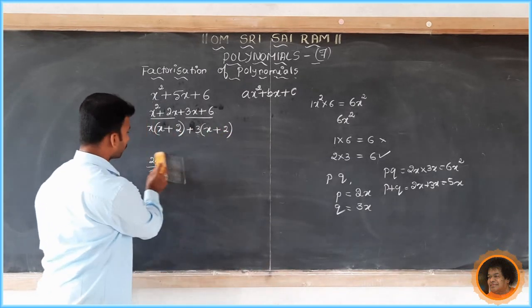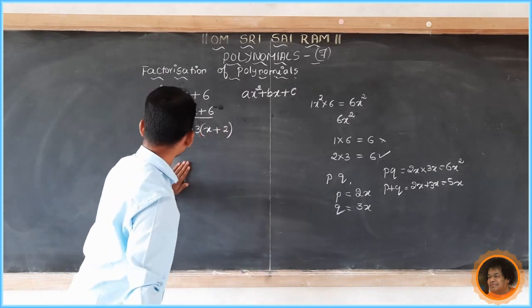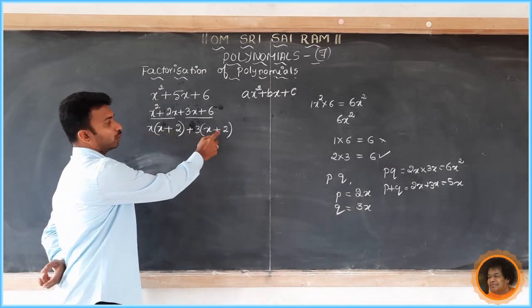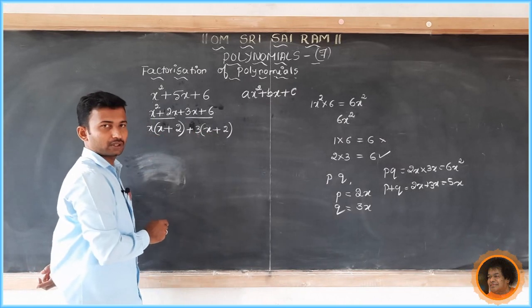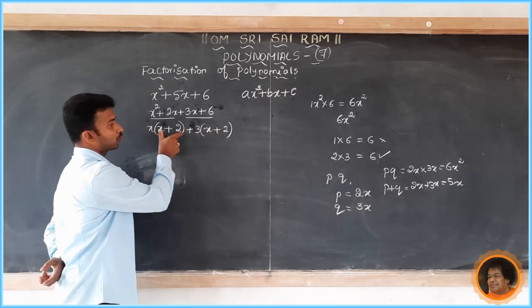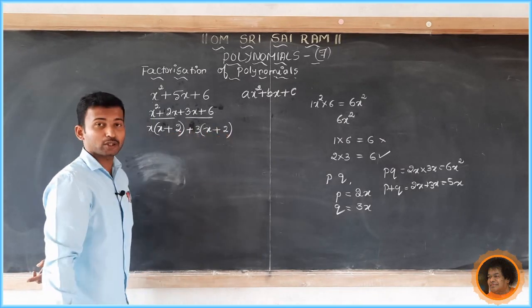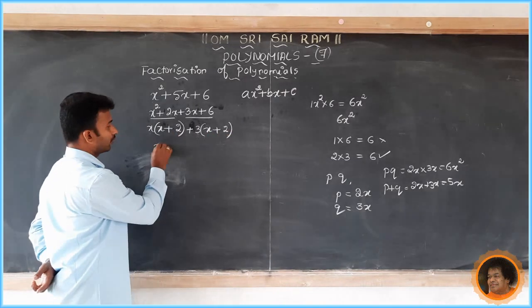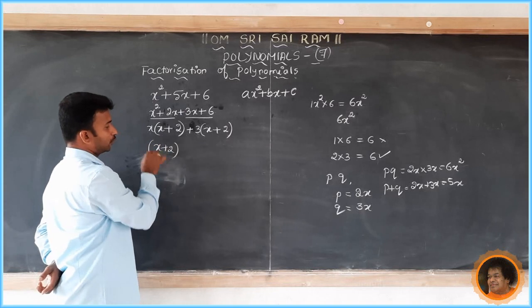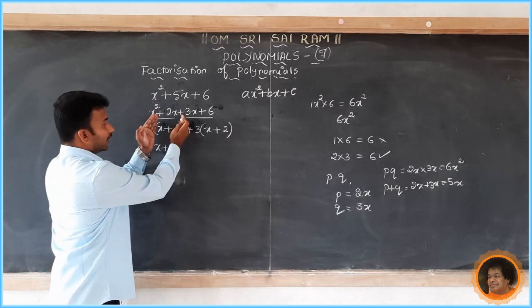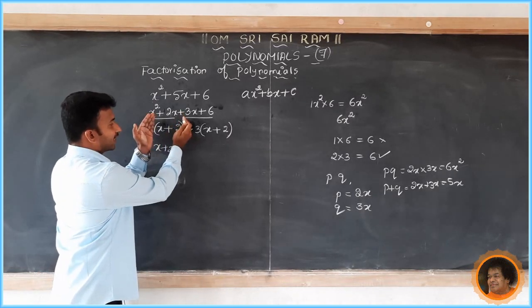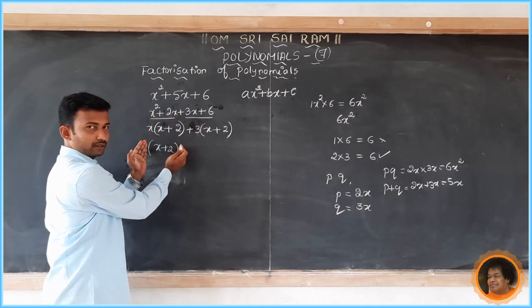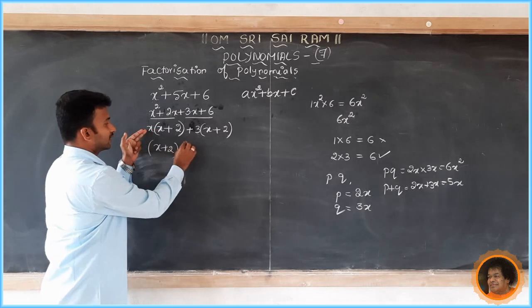Now, x into x plus 2 plus 3 into x plus 2. Here x plus 2 is again common. Take out x plus 2. Consider the first set. In this set, x plus 2 is the common factor. What remains? x remains.